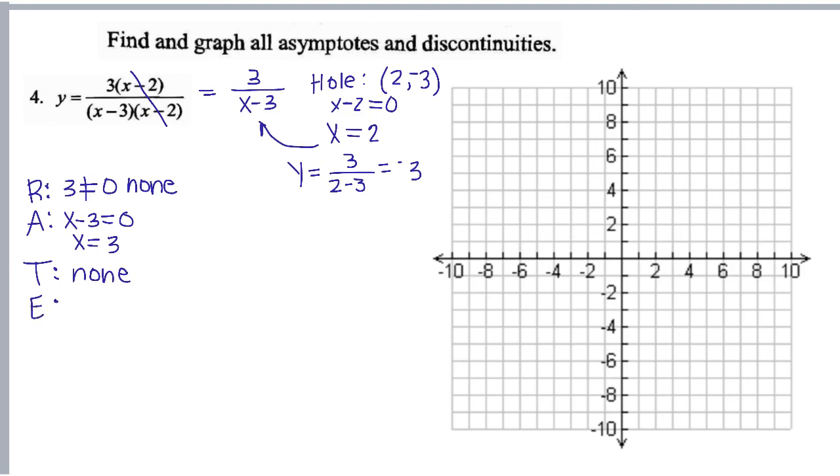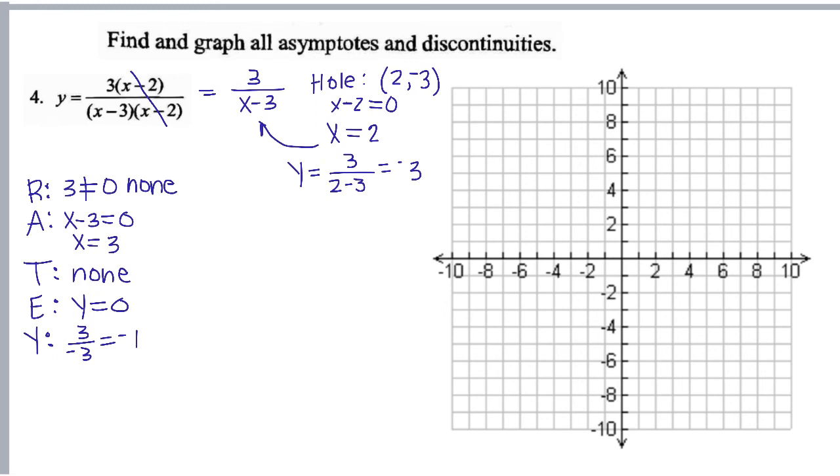E is going to be our end behavior. And so if we look at our graph, we have 3 over x minus 3. So we see that we are bottom heavy. So that means y equals 0. And then we have our y-intercept. So x has to be 0. So we're going to have 3 over negative 3. And that's going to generate a negative 1. So that's going to give us a point over here too.